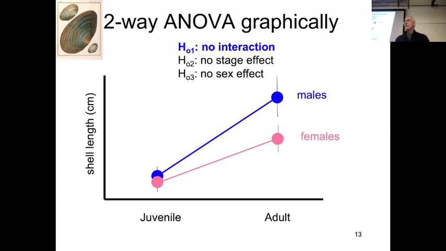I would give them a picture like this and say, just by eye, tell me whether or not there's an interaction going on or a main effect of sex or stage. So what you're looking at right now, there's three hypotheses with two-way ANOVA. This is a two-way ANOVA where we've got shell length as the response, and stage and sex as the two categorical predictors. The very first hypothesis that you test is the interaction between the two categorical predictors.